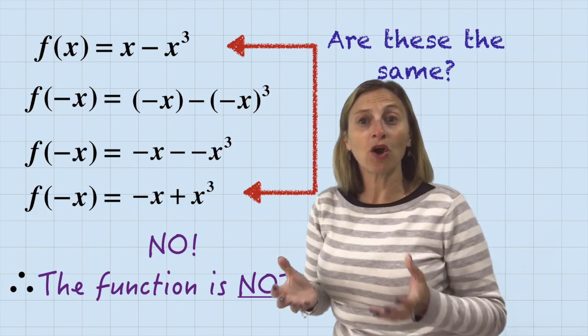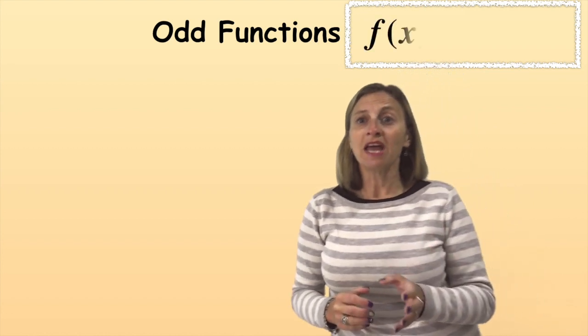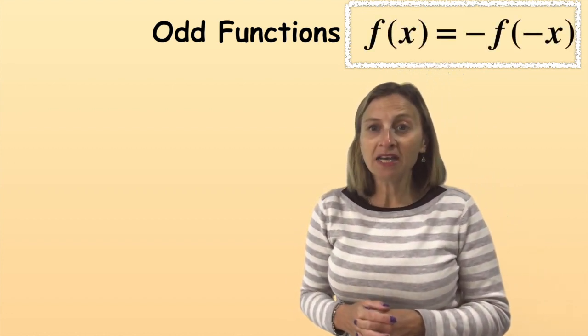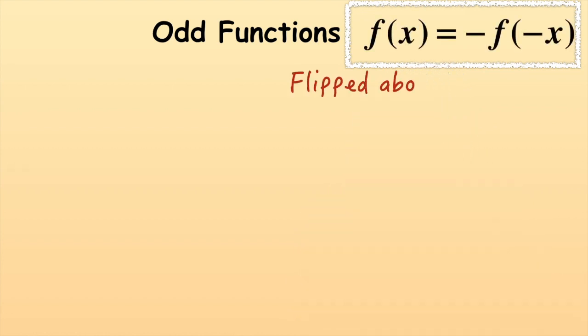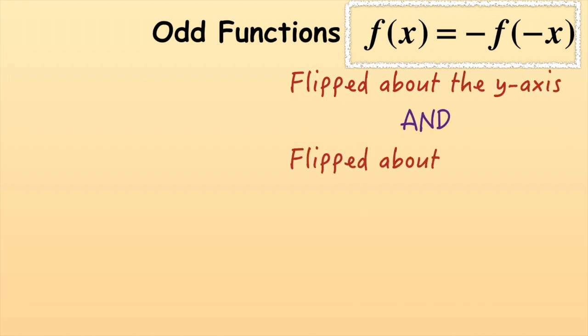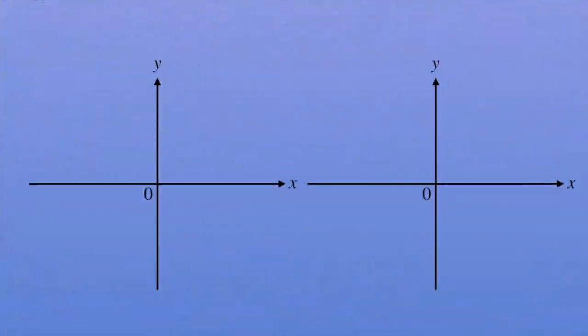Now let's take a look at odd functions. Odd functions are a little bit more tricky. Odd functions have the rule f of x equals minus f of minus x. It's a little bit trickier, but we're going to follow the same types of rules. Remember that an odd function is flipped about the y-axis and the x-axis. So it's a little bit trickier. Let's take a look at some different types of odd functions.